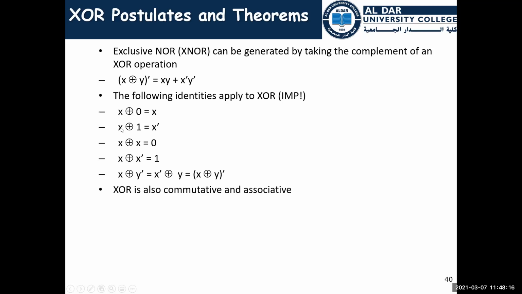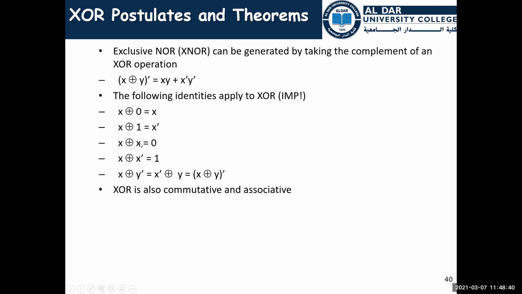What about X XOR 1? This is going to give us X'. Why? Because if X is 0, the output is 1, because they are different. If X is 1, the output will be 0 because they are equivalent. So X will be converted to X'.